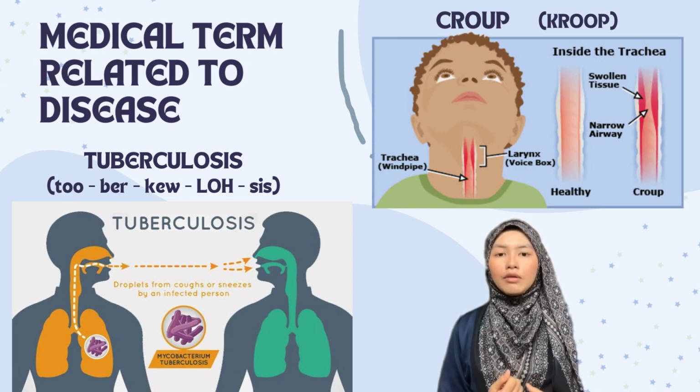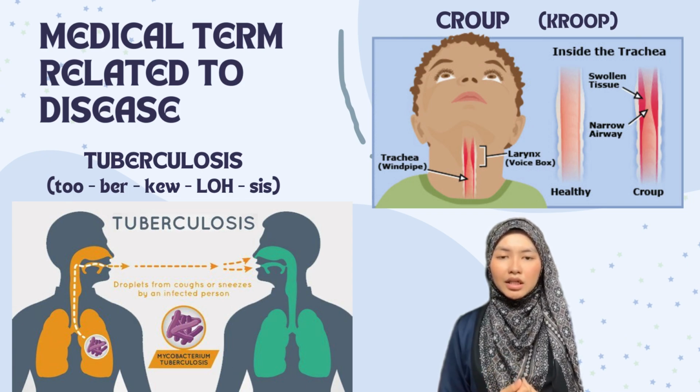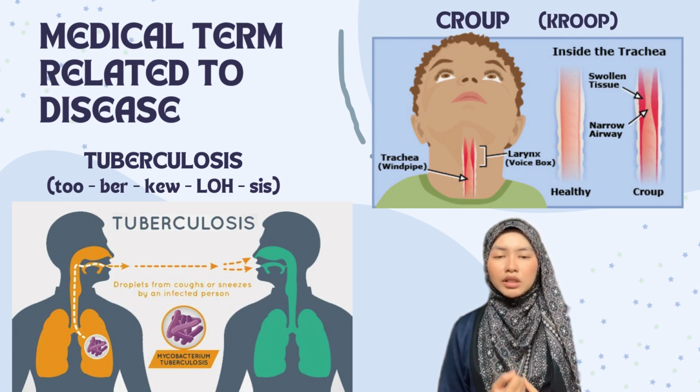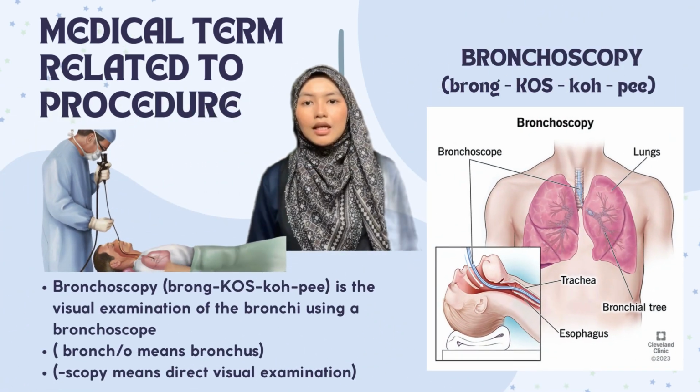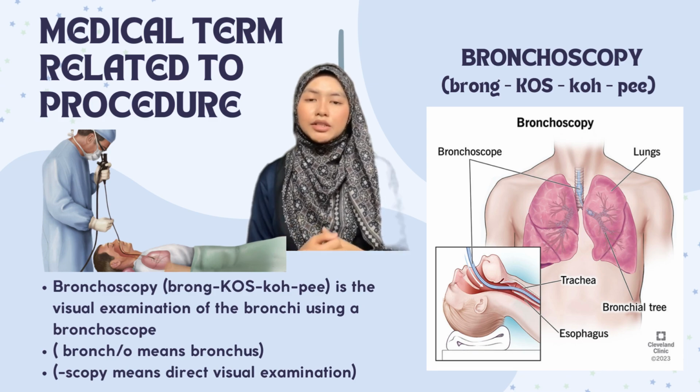Next, we have tuberculosis. Tuberculosis, which is an infectious disease caused by Mycobacterium tuberculosis, usually attacks the lungs. However, it can also affect other parts of the body. Pleurisy and hemoptysis can be symptoms of tuberculosis in the lungs. Let's move to the medical terms related to procedure.